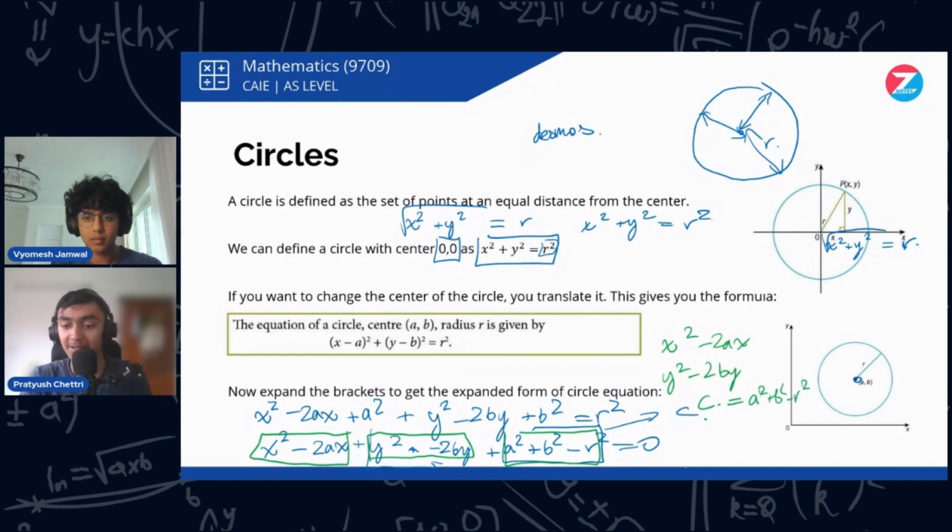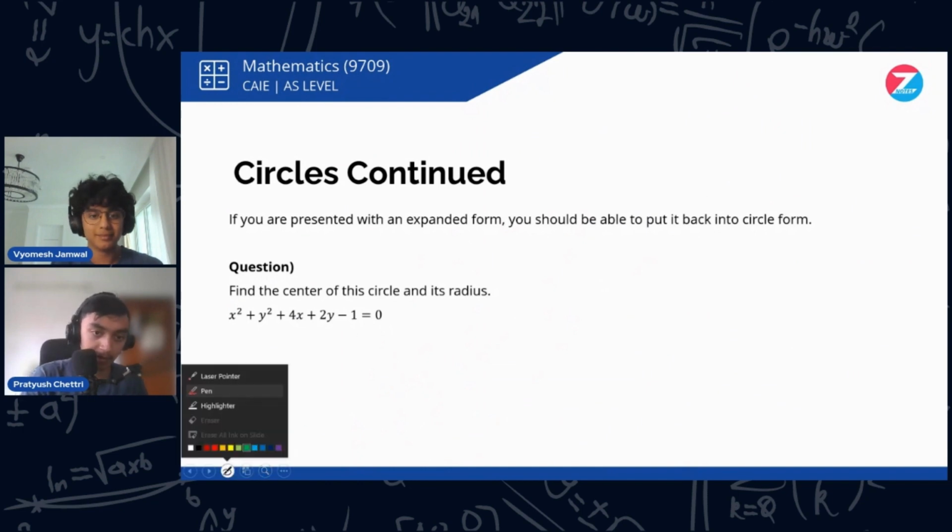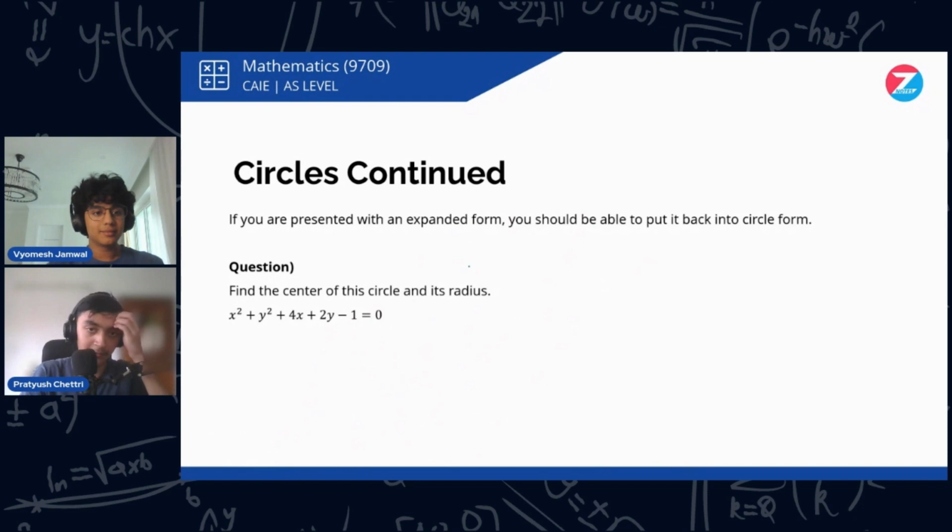That's not really needed. You just need to be able to, when you're given a form like this, turn it into a circle form. Why? Oh my gosh, my pen disappeared. Why? Because in the circle form, remember, you have the a, b coordinate center and the radius. So that's information you can only get in the full circle form. So let's see how to put it into circle form.